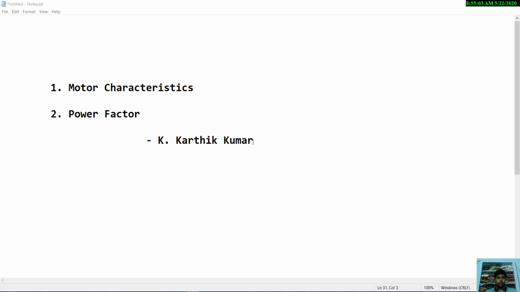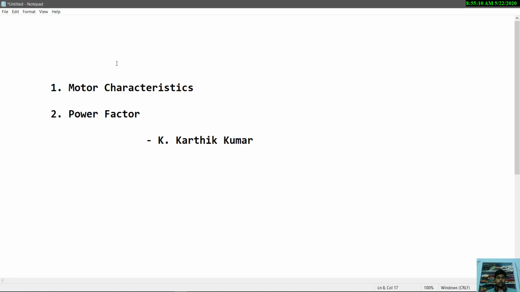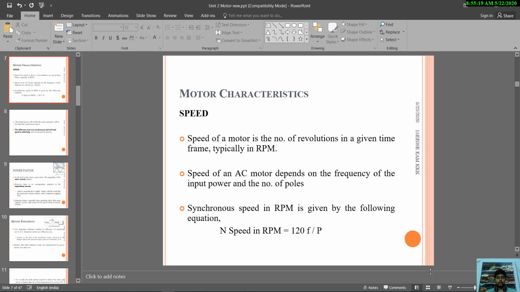Hi all. In this video we are going to see the motor characteristics and power factor. In the last video we have seen various types of motors in a short explanation. Now we are going to see some motor characteristics.